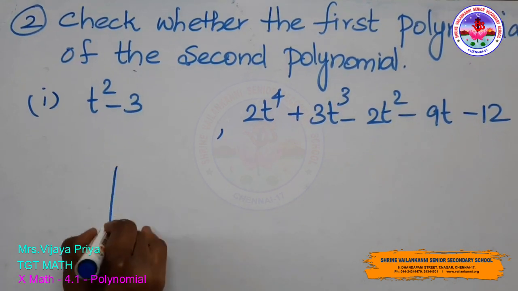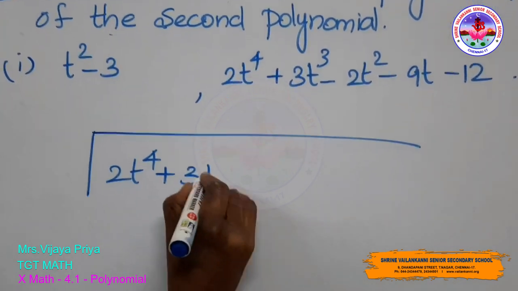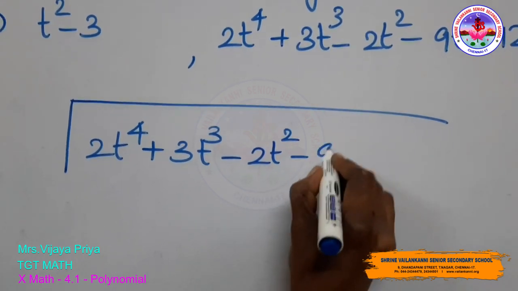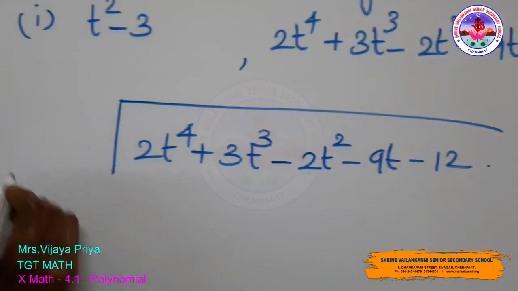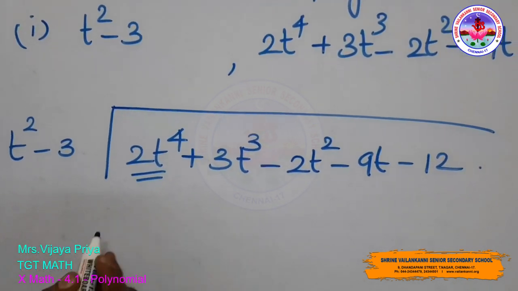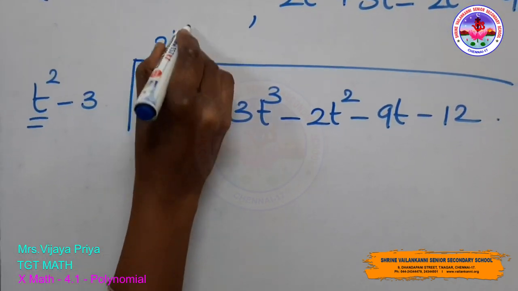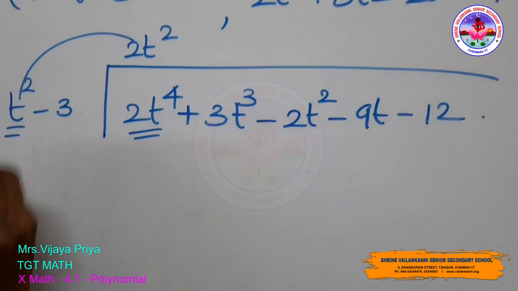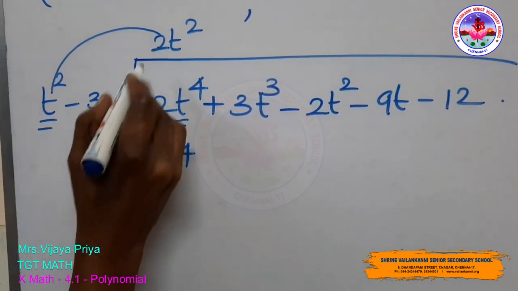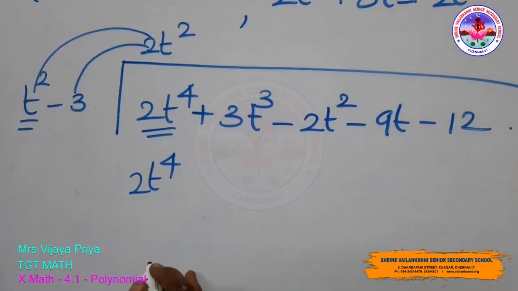So coming to the problem, I am writing p of x as 2t^4 + 3t^3 - t^2 - 9t - 12, and my g of x is t^2 - 3. Coming to the first term of p of x and the first term of g of x, I need to multiply 2t^2. Multiplying here, I get 2t^2 into t^2, which is 2t^4. Again 2t^2 into minus 3, I am getting minus 6t^2.